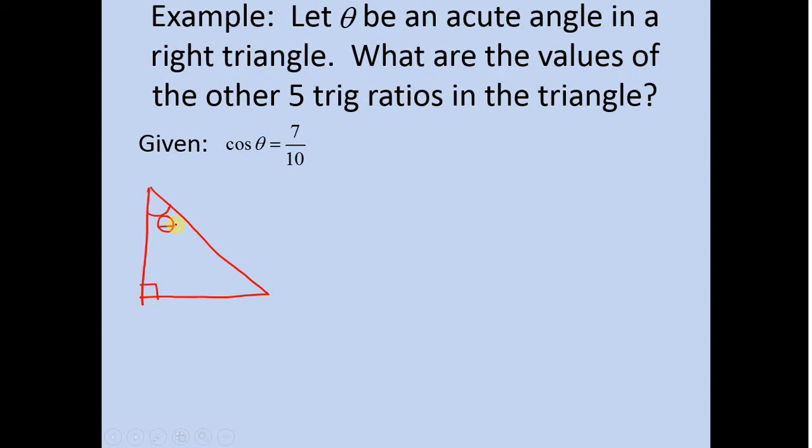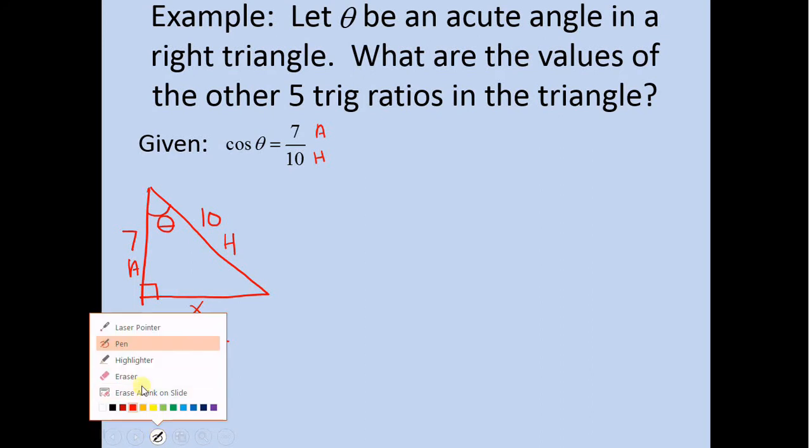Alright, so now cosine would be adjacent over hypotenuse, right? You're with me? So my adjacent side is 7, and my hypotenuse is 10. That's technically what it's telling me, correct? So now I need to find my opposite side. So let's find the opposite side here. I'm going to have 7 squared plus x squared equals 10 squared. So 49 plus x squared equals 10 squared. 10 squared, that's 100. Not thinking today.